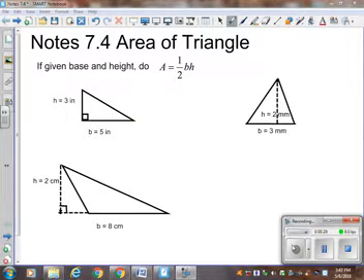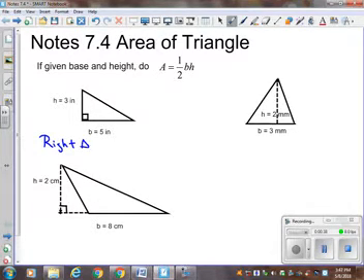So in a right triangle, the base and the height meet at the right angle. So the base and the height are actually the legs. In a right triangle, the base and height are legs. So that means that two sides of your picture are your base and your height.